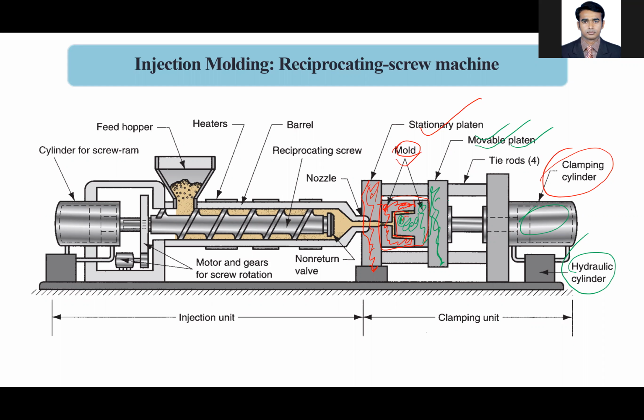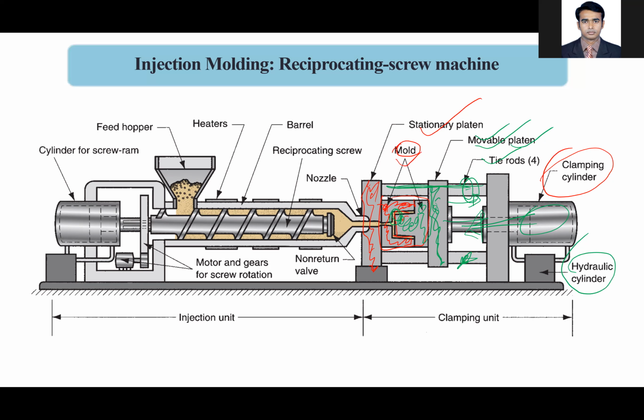If you want to move the movable platen to the right, then it goes right. If you want to remove the material after solidification from the cavity, then you move it to the right and take the material out. If you want to close the cavity again to get another stroke of material, then you use the other direction. And these are the tie rods. These are actually guides. The movable platen moves along these two guides. And we'll see the whole process step by step.